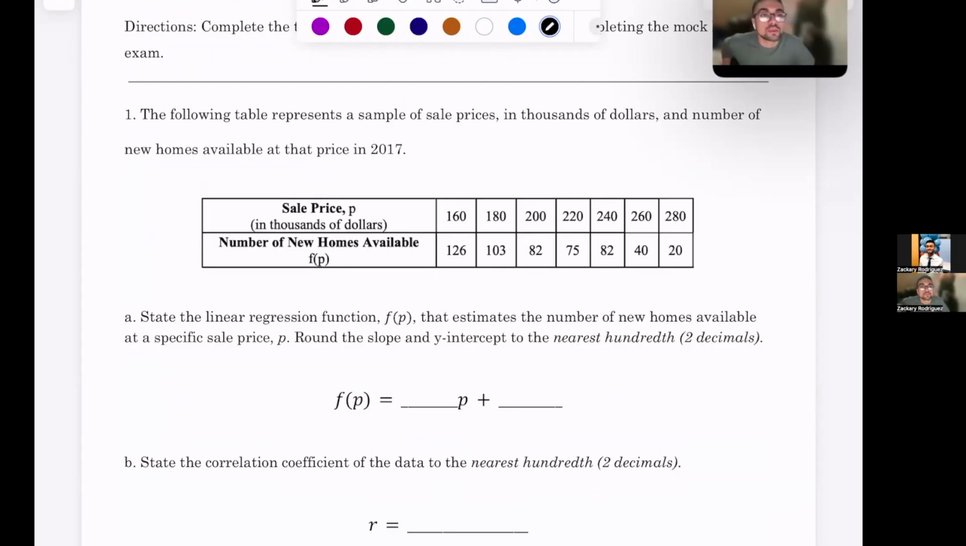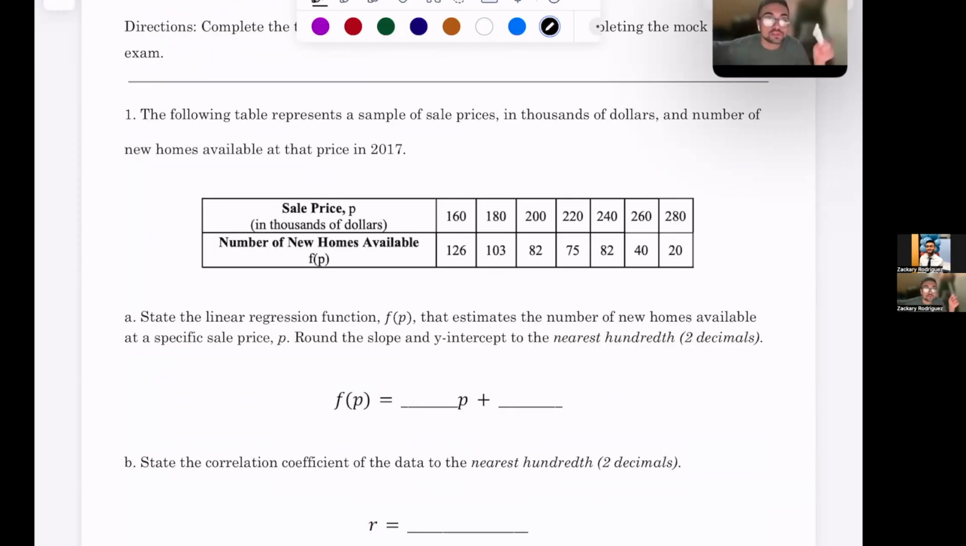The following table represents a sample of sale prices in thousands of dollars and number of new homes available at that price in 2017. And so here we have a table. State the linear regression function that estimates the number of new homes available at a specific sale price. Round the slope and y-intercept to the nearest hundredth.